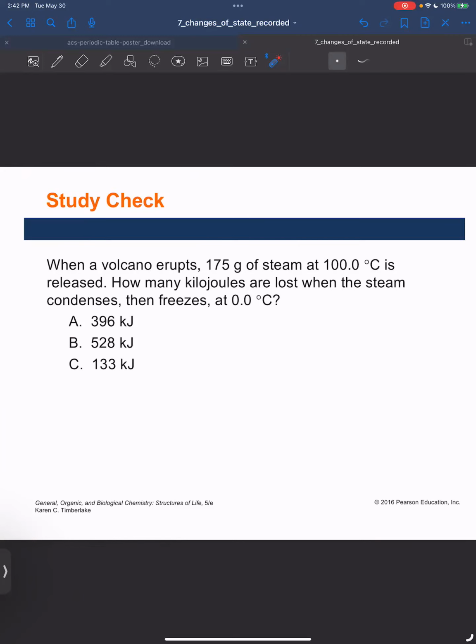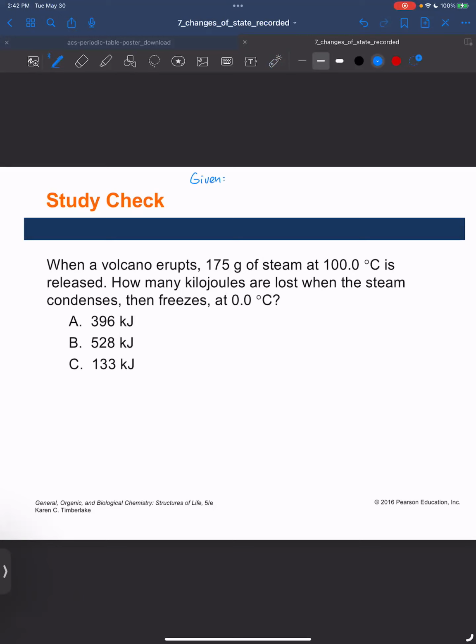All right, when a volcano erupts, 175 grams of steam at 100 degrees Celsius is released. How many kilojoules are lost when the steam condenses and then freezes at 0 degrees Celsius? So it sounds like we're doing a bit of a cooling curve here. All right, so let's go ahead and write down our given. I'm going to write it up here just to give me more space.